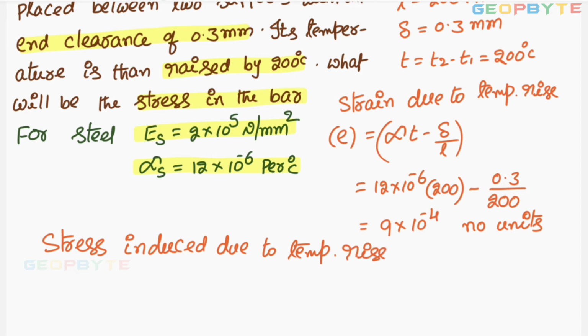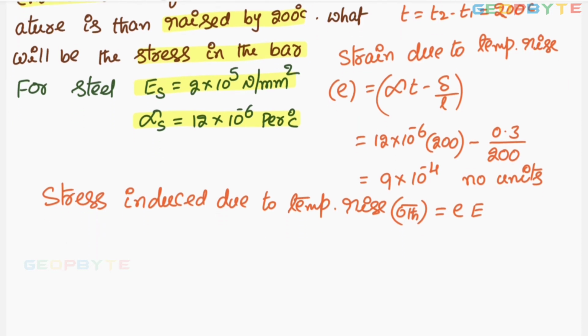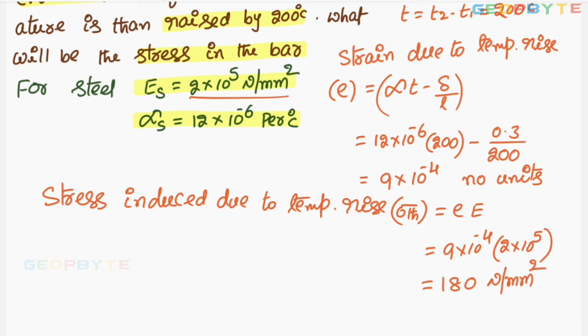Stress induced due to temperature rise, those are called thermal stresses. The strain multiplied by Young's modulus. The strain you got is 9 into 10 raised to minus 4 multiplied by the Young's modulus. Young's modulus is 2 into 10 power 5. You simplify this value for getting the answer around 180 Newton per mm square.